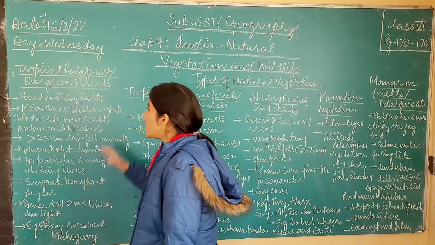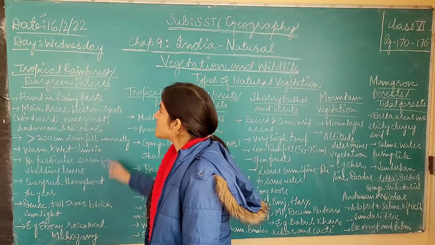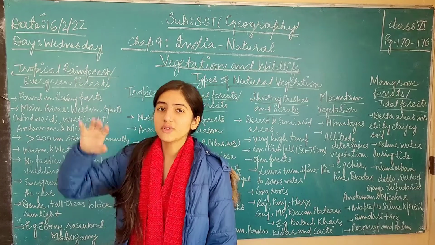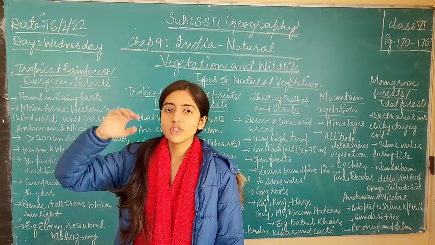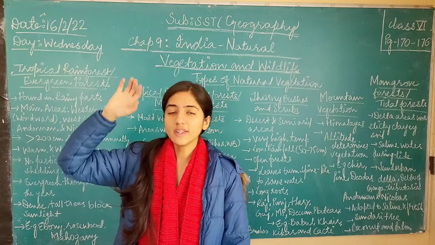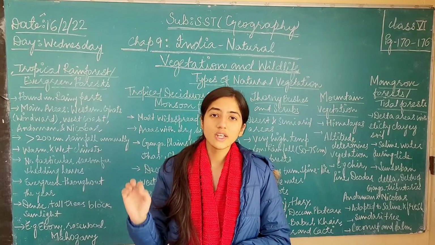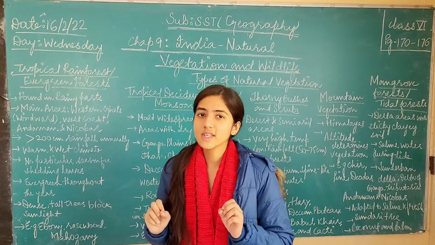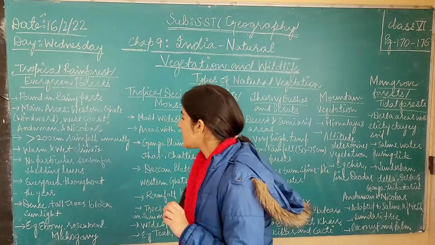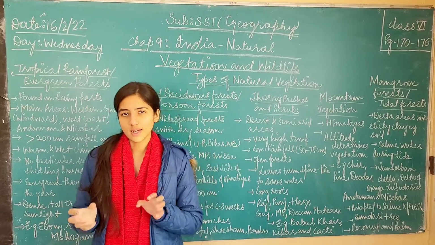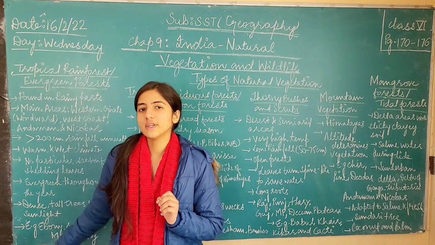These types of trees are very dense and tall. As you can see, the trees in the tropical rainforest reach very great heights, and they are so dense that the sunlight cannot enter into the forest. The sunlight does not reach the ground because the trees are so dense and so tall. The tropical rainforests are mostly dark because of the dense leaves of the trees.